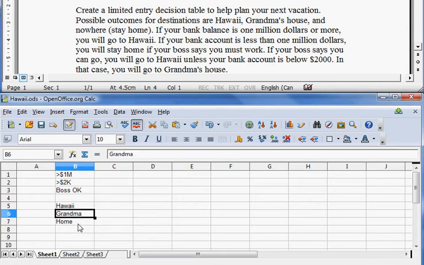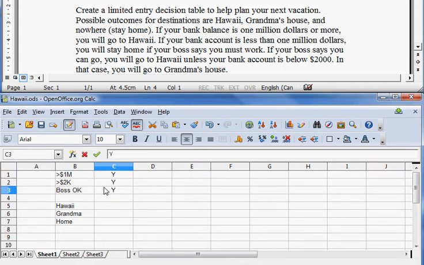Hawaii, Grandma's house. Remember, the actions go on the bottom left quadrant, and they're here. If our bank balance is $1 million or more, here's $1 million or more, you'll go to Hawaii. Okay, so do you remember? Oh, what we forgot to do is put the condition alternatives, and I'll do that quickly here. Remember, that's where we put, I'm going to do it caps lock.